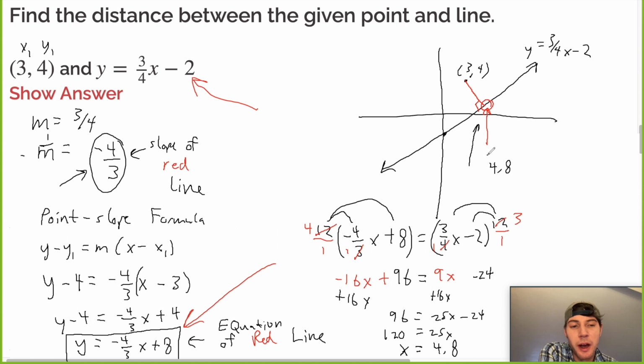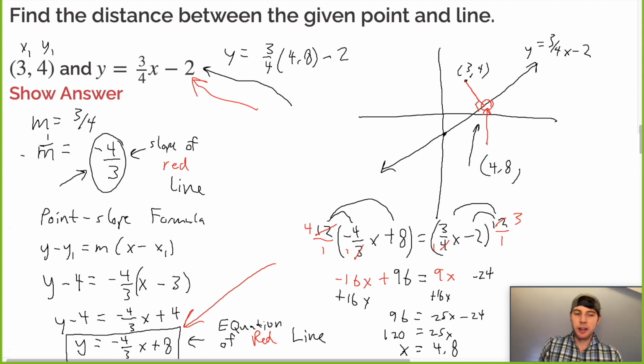In order to find the y value, we need to plug it into either one of the equations. I'll plug it into this one right here. That would be 3/4 times 4.8 minus 2, and that will give me the y of my intersection point. I'm going to use a calculator for this too. The calculator tells me it's 1.6. So that's my point right here.